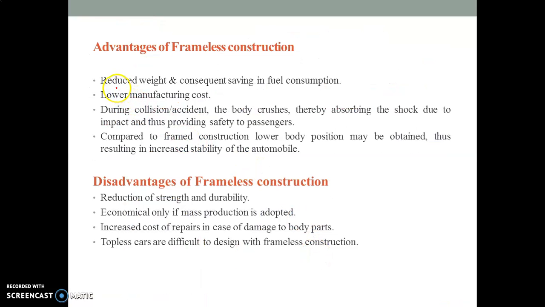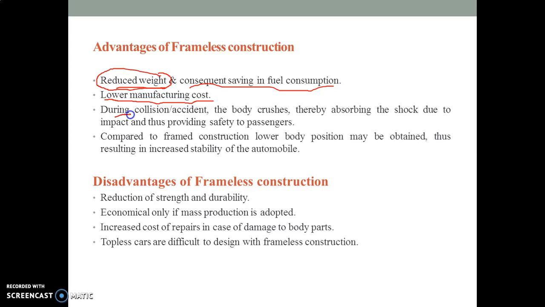First, if we consider advantages, weight is reduced, with consequent saving in fuel consumption. This is a very important point: if weight is reduced, it helps in saving fuel consumption and improves the mileage of the vehicles. Then lower manufacturing cost, means we need not put in many more expenses as in the case of conventional frames.